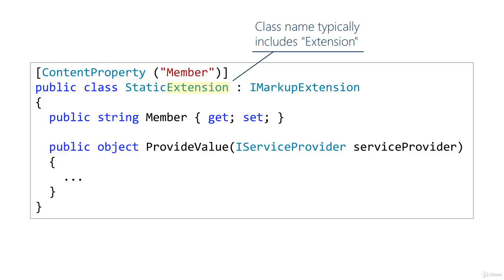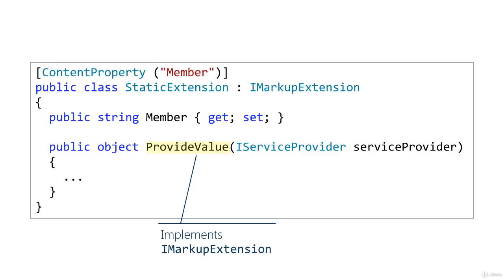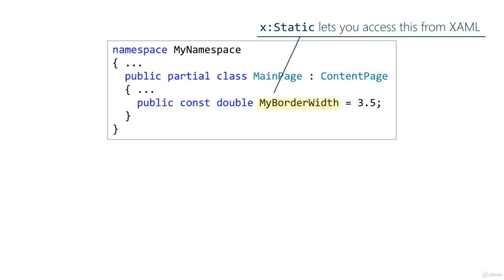First, notice the name of the class. There is a naming convention here that most markup extensions follow. They use the extension suffix as part of the class name. That's not required, but it is almost universally followed. Then they have properties, and you can think of these as arguments that get passed to the extension to help it do its job. So in this case, the static extension, what you're asking it to do is go to the code behind and look up a member for you. And so you need to tell it what member to look up. That's what that property is for. And of course, it implements the markup extension interface, so it has the provide value method. X:static will let us access that property from XAML.